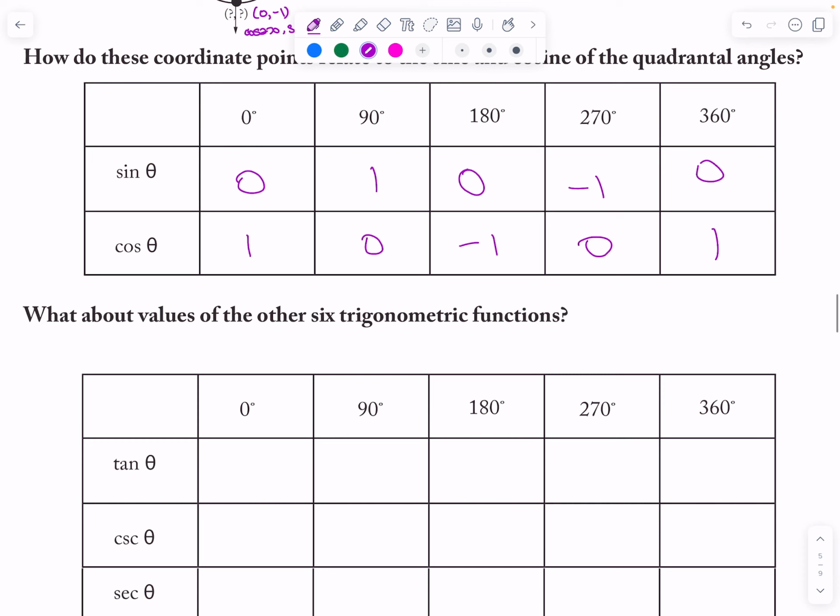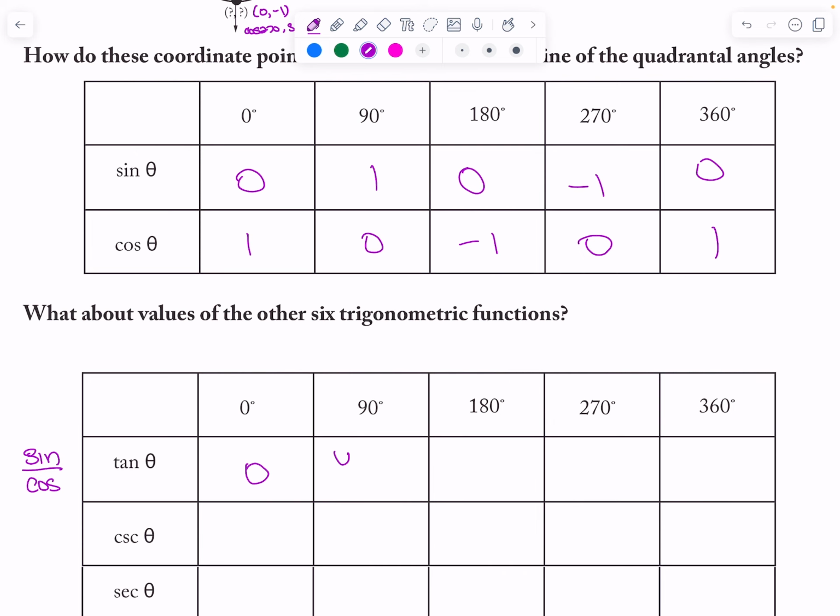Okay. Now, in order to find all my other trig functions, I have to do my ratio. My tangent is the same thing as sine over cosine. So now I have 0 over 1, which is 0, and 1 over 0, which is undefined.